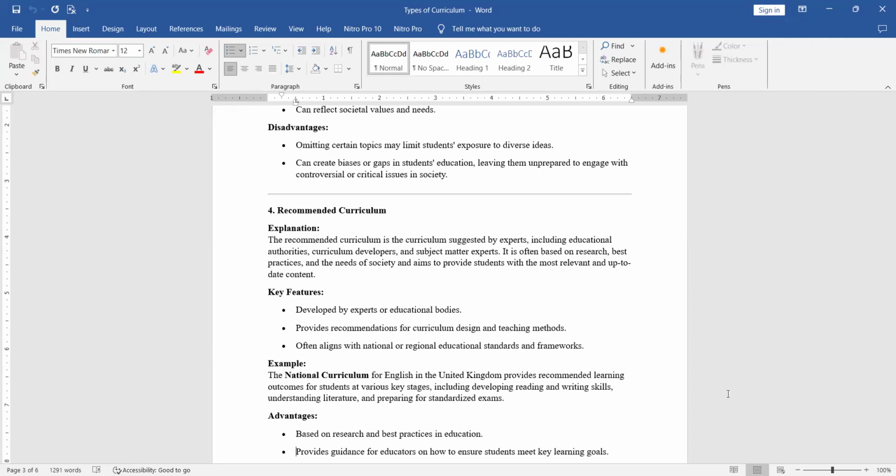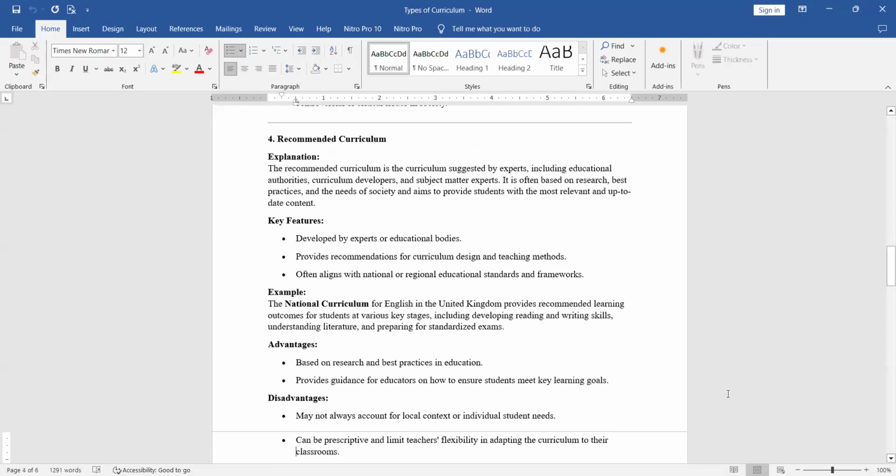What is recommended curriculum? The recommended curriculum is the curriculum suggested by experts, including educational authorities, curriculum developers, and subject matter experts. It's often based on research, best practices, and the needs of society, and aims to provide students with the most relevant and up-to-date content. It is developed by experts or educational bodies, provides recommendations for curriculum design and teaching methods, and often aligns with national and regional educational standards and frameworks.